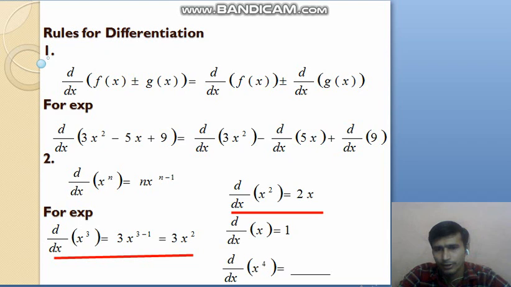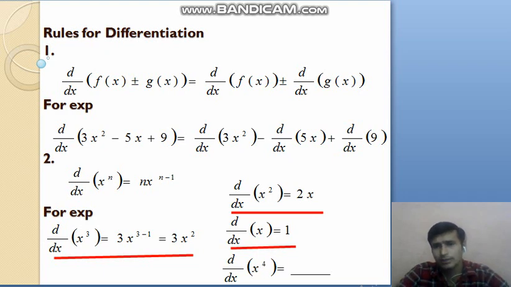2 minus 1, that means 1, right? x raised to 1, right? Same way, differentiation of only x is equal to 1. Here the power of x is 1, so we write 1, and x raised to power 1 minus 1, that is 0, and anything raised to power 0 is equal to 1. So differentiation of simple x is equal to 1.